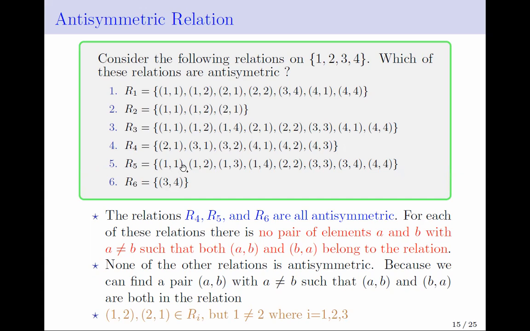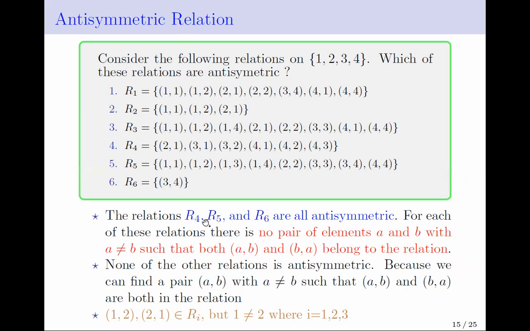R5 also we have the same thing. 1 2, but 2 1 is not there. 1 3, 3 1 is not there. 1 4 is present, but 4 1 is not there. 3 4 is present, 4 3 is not there. Therefore, we don't need to have 1 equal to 3, 1 equal to 4, 3 equal to 4. Therefore, R5 is also antisymmetric. R6 is also antisymmetric because there is only one element 3 4.